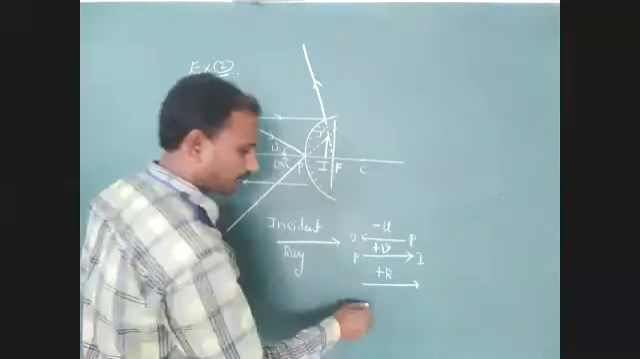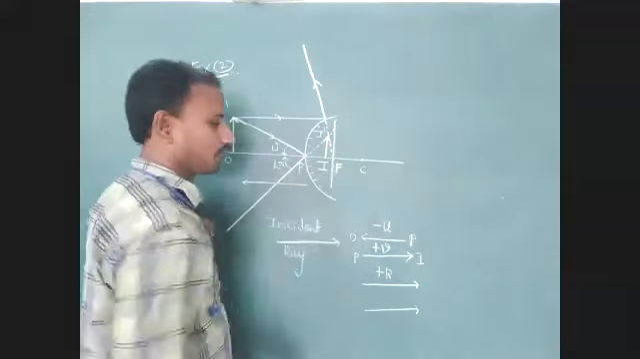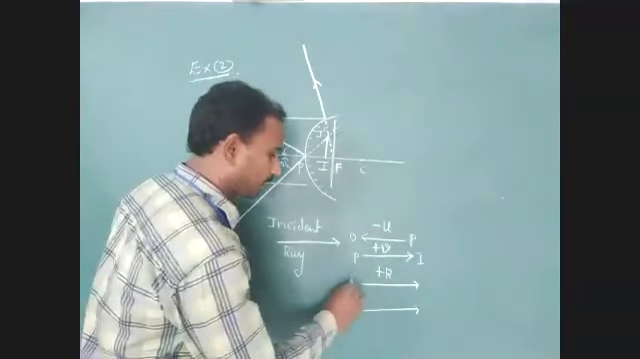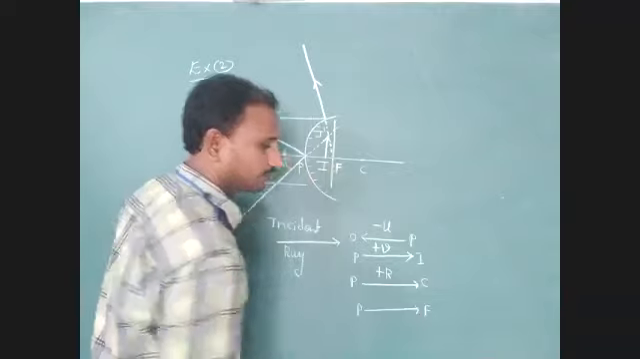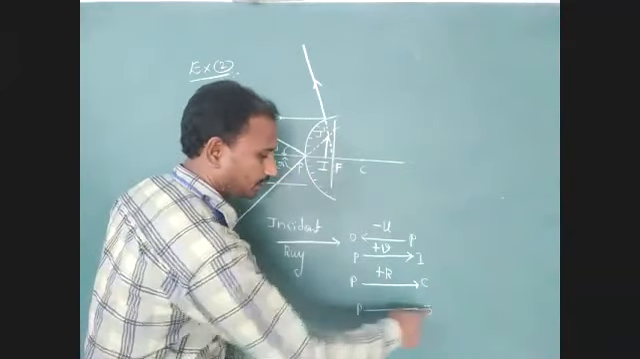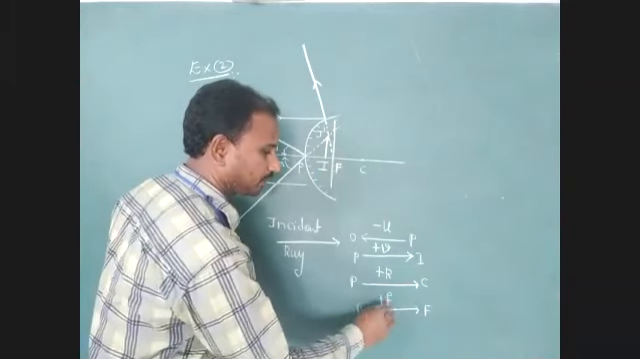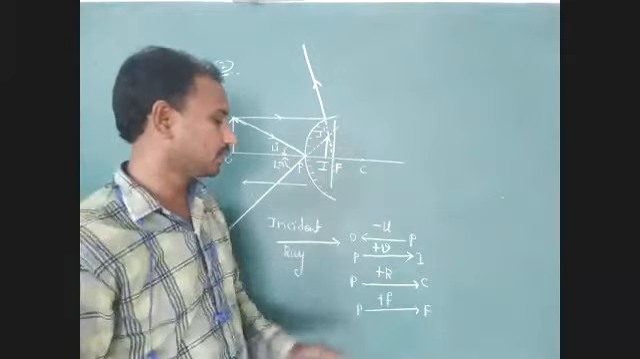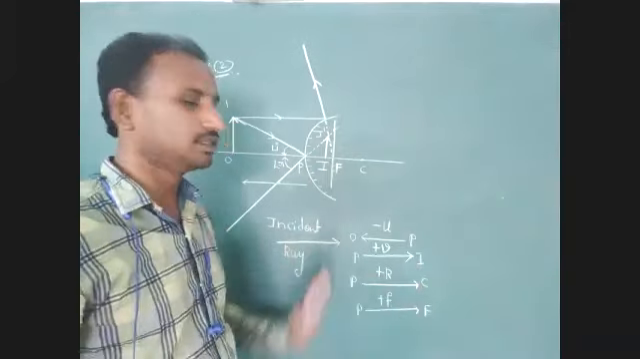Next, we calculate the focal length. Focal length is calculated from the pole to the principal focus. Represent the direction from pole to principal focus. Focal length is represented by f. The sign convention is plus. Here the direction considered is along the incident ray direction.